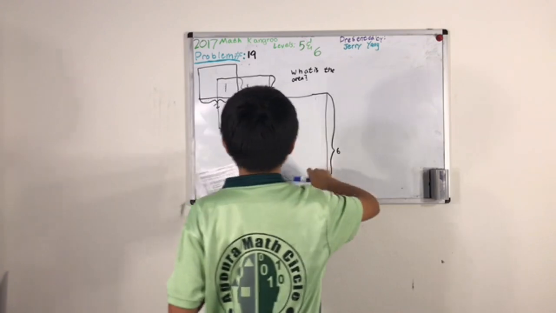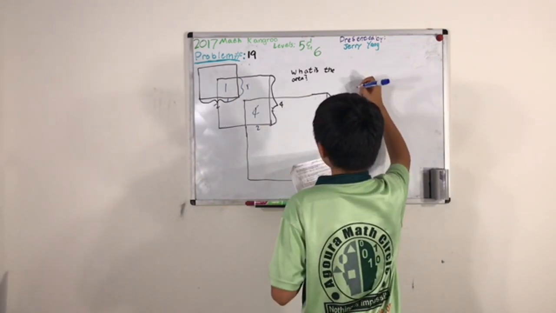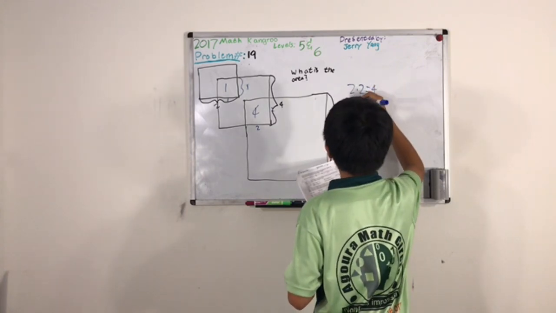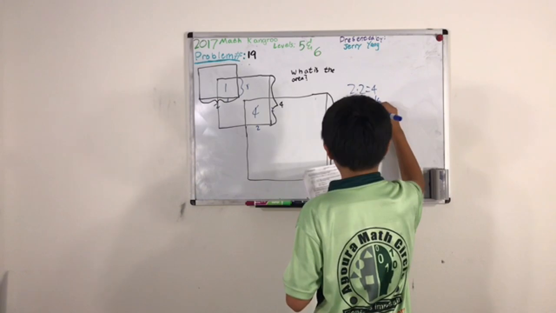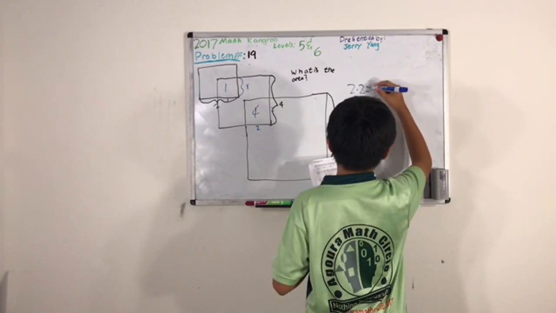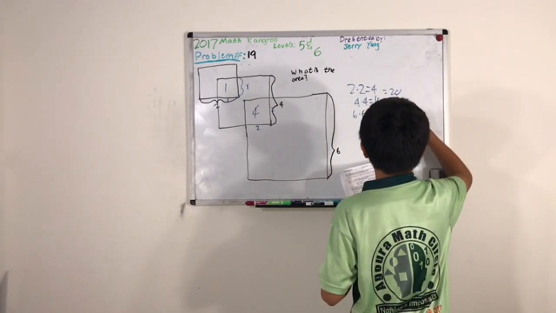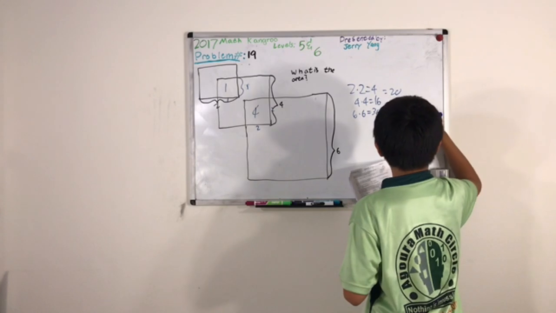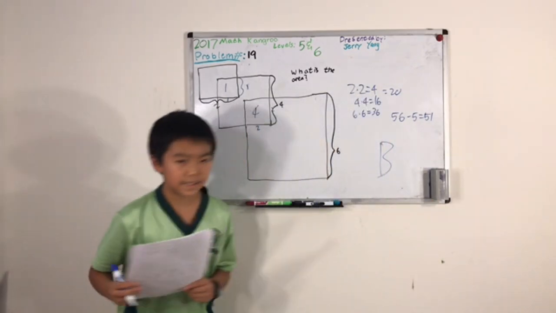Now we just need to multiply the areas of all these squares, and then subtract 5 from it. So 2 times 2 equals 4. And then 4 times 4 equals 16. 6 times 6 equals 36. Now, we can add these two up, and that equals 20. And then we can just add these two, and we have 56. And then we have to subtract the 5 from here. So we do 56 minus 5, which equals 51. Therefore, we know our answer is B, 51 centimeters squared.